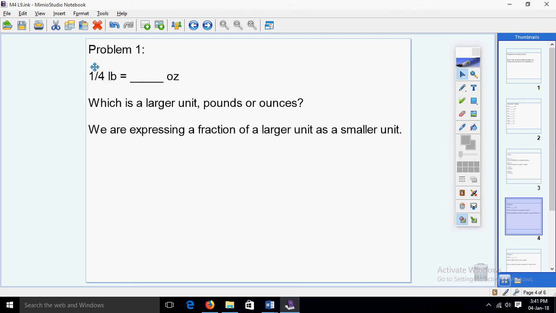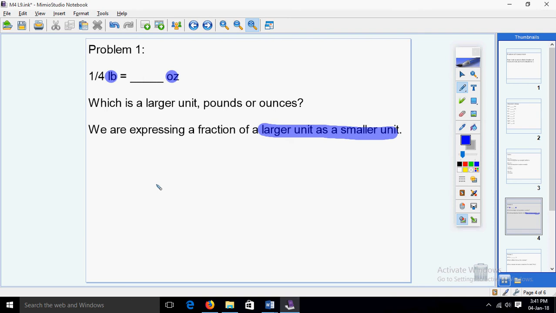So if you notice, we're talking about 1/4 here. We're not talking about 1 pound is equal to, okay? We're talking about 1/4 of a pound. But we do need to know how many ounces are in a pound, okay? But anyway, so we're expressing a fraction of a larger unit. I'm going to go ahead and highlight that. Larger unit as a smaller unit, okay? So we're doing larger to smaller. You want to remember that because later on we're going to go smaller to larger. But right now, larger, a pound is larger, to smaller, okay?